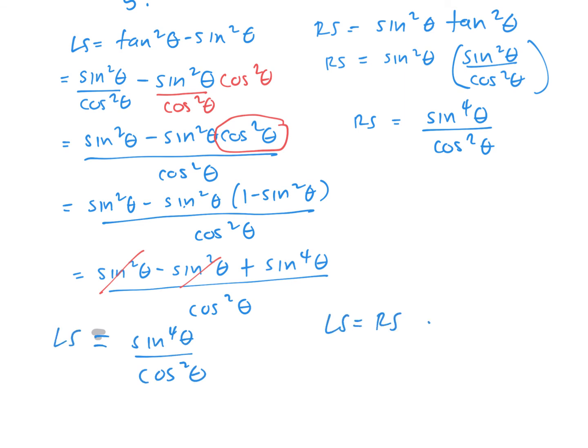Okay, so my strategy, again: I changed everything to sine and cosine. I did what I could to simplify. Then I checked the other side, what looks the same, what looks different, what could I replace, and then I'm done.